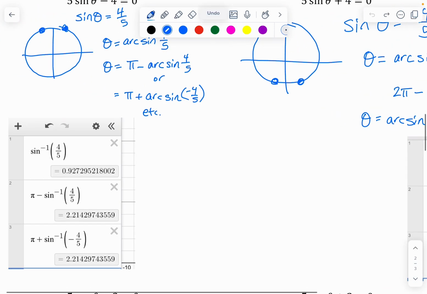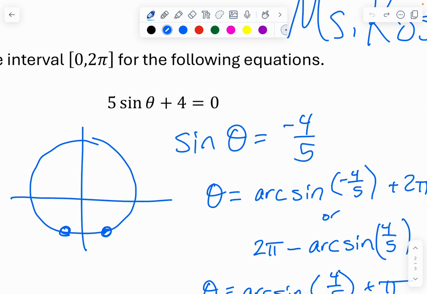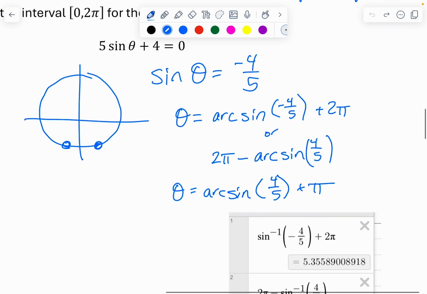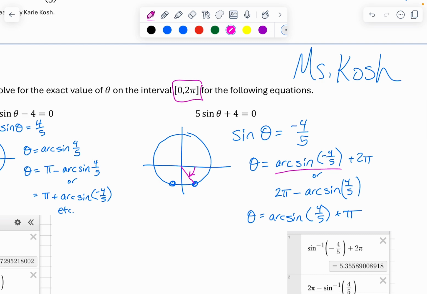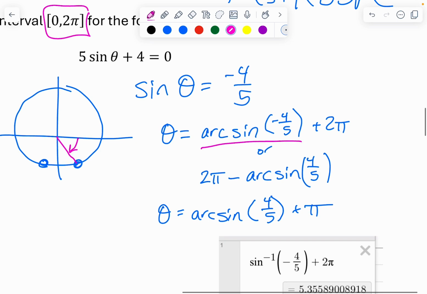The next one, I'm just going to keep talking through the problems I already did. The next one said 5 sine theta plus 4, so I subtract and divide, and I want the y value where those are negative. One of them, this one right here, if I do arc sine of negative 4/5, then I got here in the negative direction. My value is too small, and it doesn't live inside this domain. And so I have to add 2 pi to end up with the correct answer.